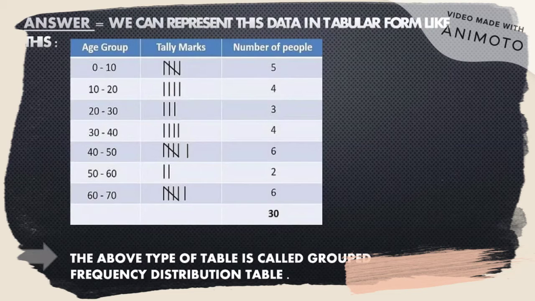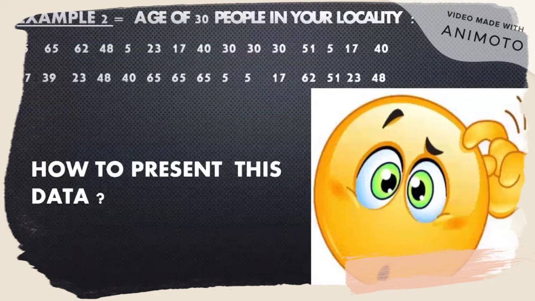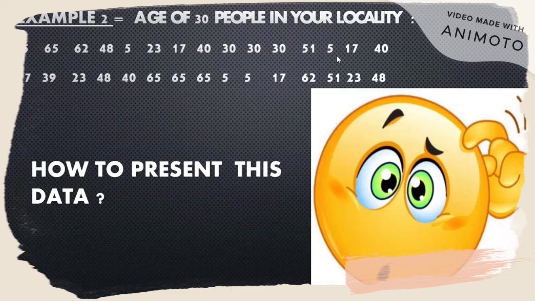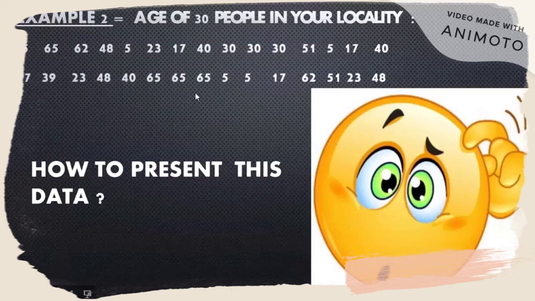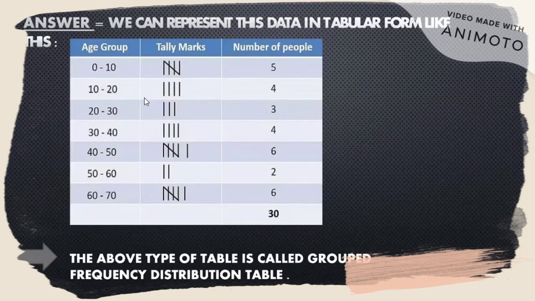Let's check how many numbers we have from 50 to 60. 50 to 60, 51, again 51. So we have 2 numbers. So hope you got how to write individual or discrete data into the grouped frequency distribution table.